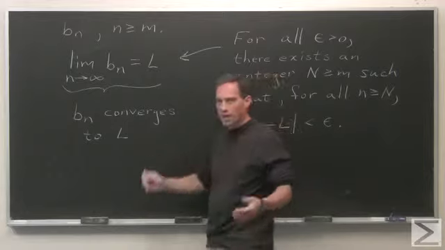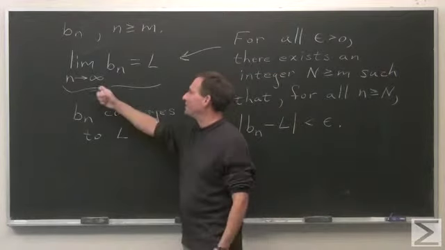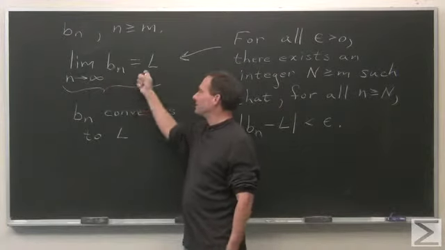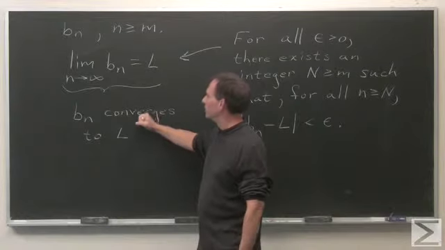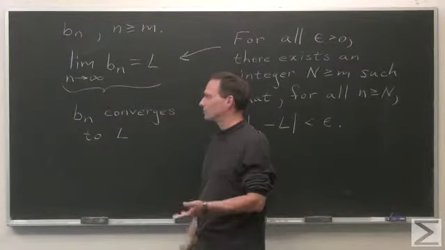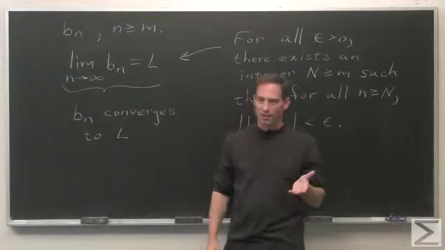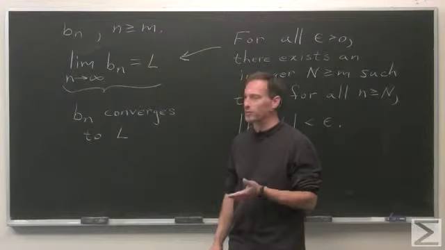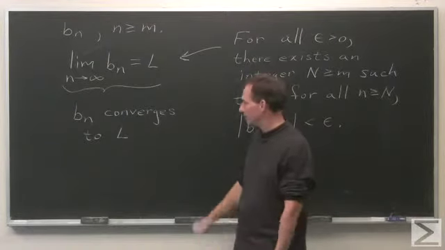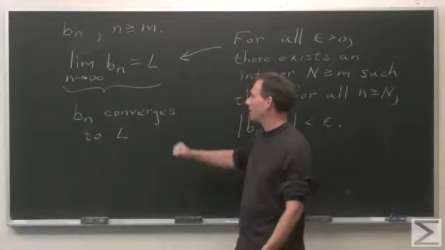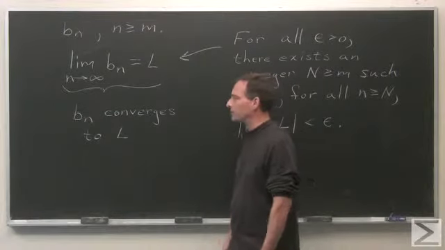This is just the rigorous mathematical formulation of when n gets really, really big, this gets really, really close to L. Then we say that the sequence b sub n converges to L. If there is no such L that b sub n converges to, we say that the sequence diverges. And we've used this terminology a lot. The opposite of converges is diverges.